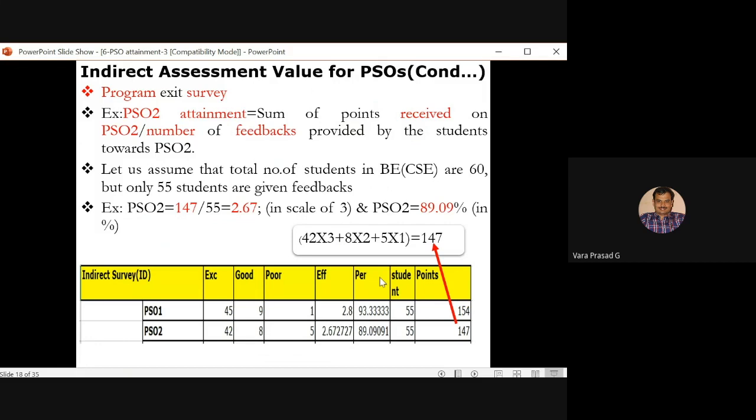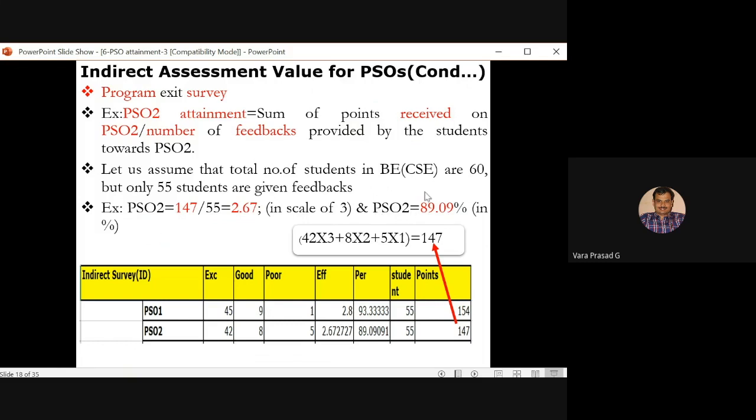Now, I'm assuming that there are nearly 60 students in your class. For the program survey, you have to calculate the attainment value. This is the indirect assessment value. To calculate the PSO attainment value, there is a formula: PSO attainment value is equal to the sum of the points received on a particular PSO divided by the total number of students who have given feedback on that particular PSO.